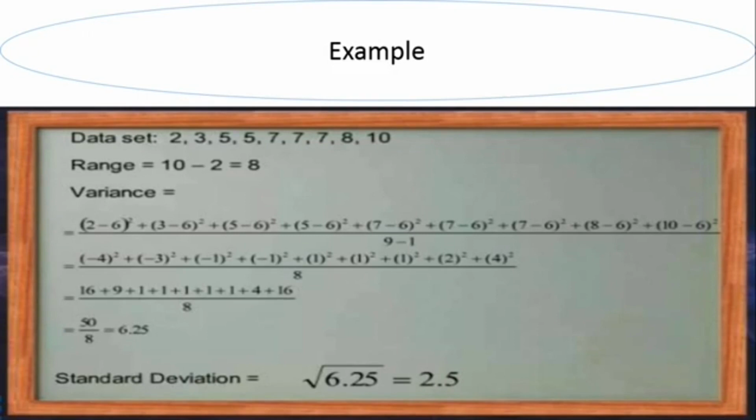And finally, the standard deviation is just the square root of our variance. The square root of our variance is equal to 2.5. That means that 2.5 is the mean distance from each observation to the mean. The standard deviation is a measure of dispersion that can measure the distance from the mean to the observations in the sample.